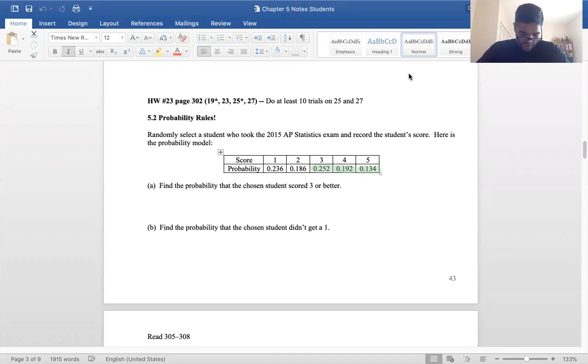Find the probability the student didn't get a 1. Okay, that's the same thing as adding up 2, 3, 4, and 5. Now, one thing you'll notice is that that's the same thing as me going 1 minus the probability of 1. All these things added together equal 1. So if I take 1 and I just subtract away this guy right here, then I'm just going to be left with the answer. So either way you wanted to do it, it's fine. This is called a complement. We'll talk about that a little bit.